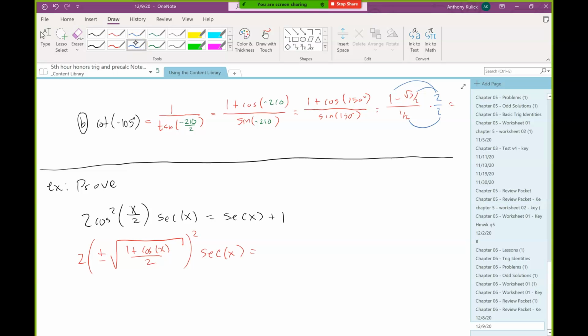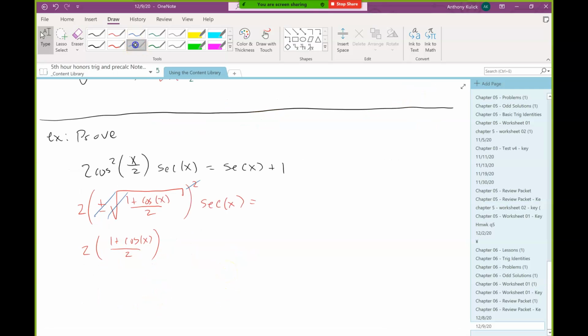Now that squared on the outside is tremendously helpful for us, right? Because I know that the squared is going to cancel the plus or minus, because plus times plus is positive and minus times minus is positive. And the squared is also going to cancel the square root for me. And I notice that when I multiply these, the 2's can cancel. Oops, forgot to copy the secant with it.